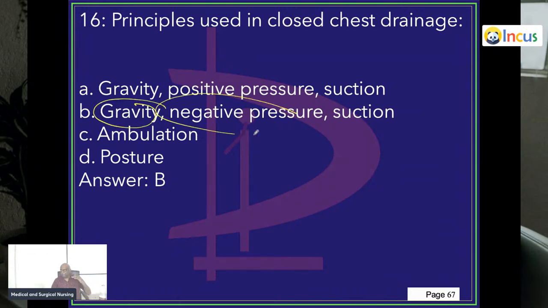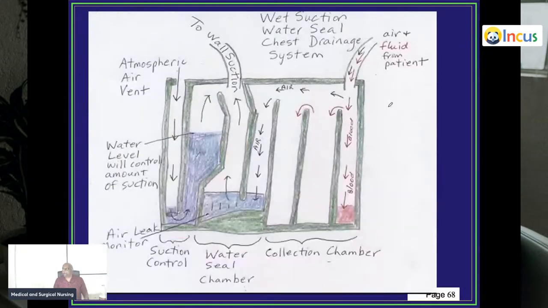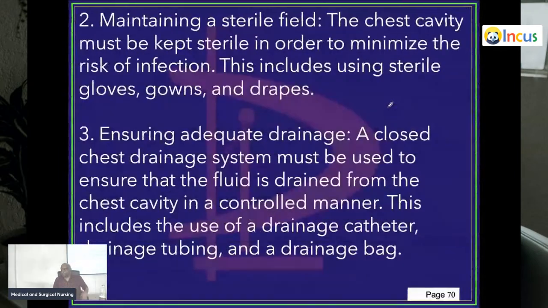Whenever there is a closed chest drainage, what is the important principle, sister? Gravity, negative pressure, suction. They are the ones which lead to the closed chest drainage.